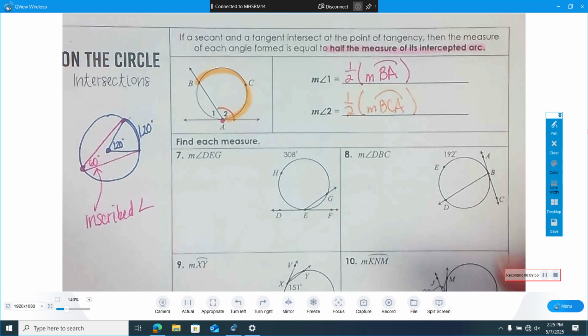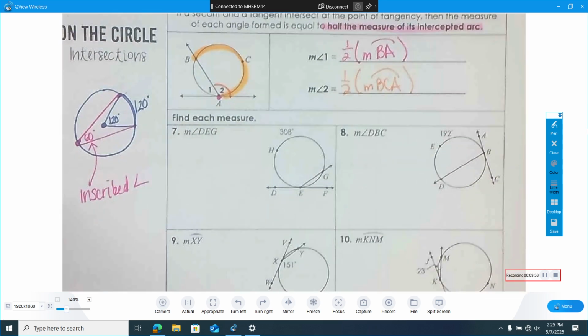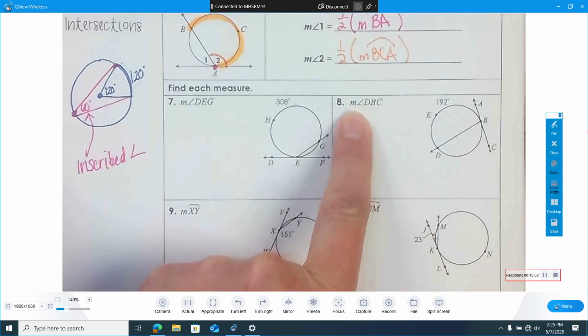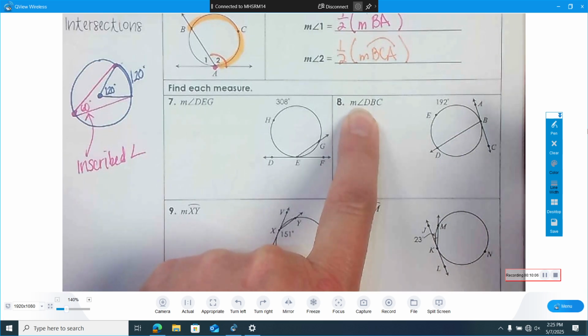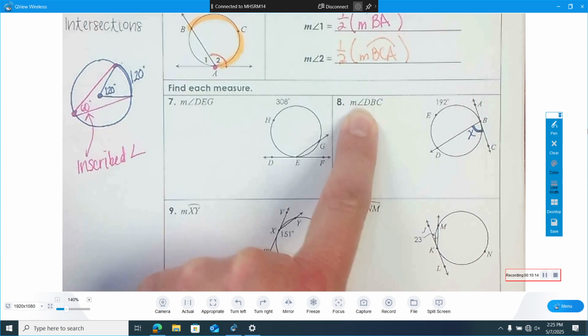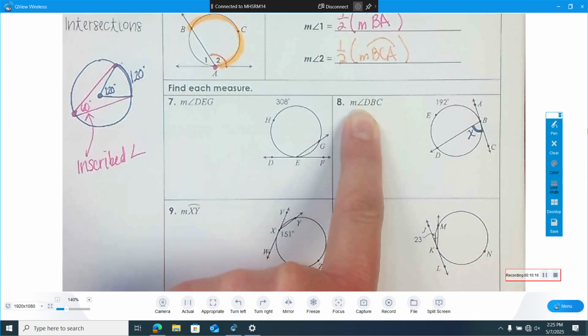So let's look at 8 and 10. So, on number 8, we want to find the measure of angle DBC. That's this angle right here. I'm going to call it X, what we're trying to find. The measure of angle DBC.